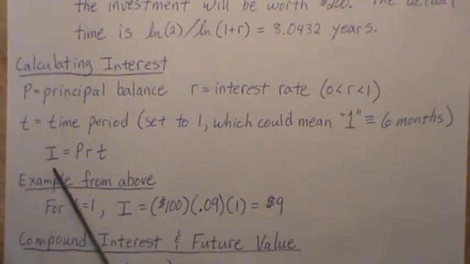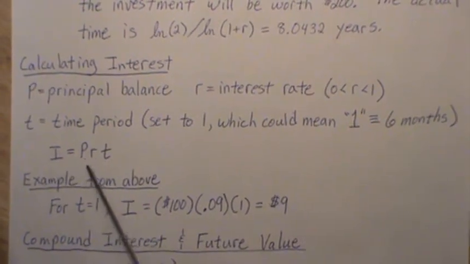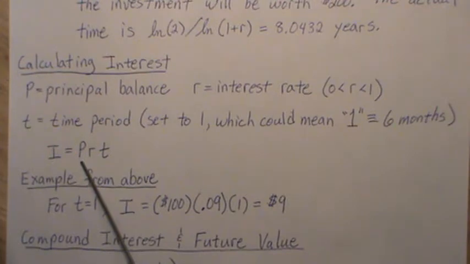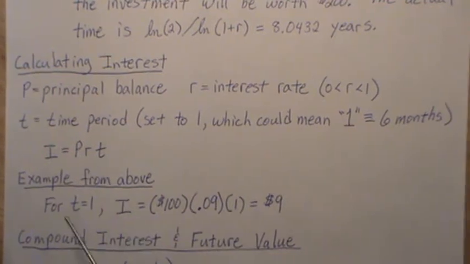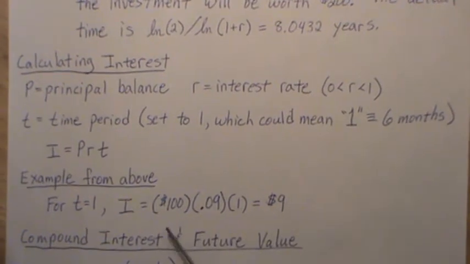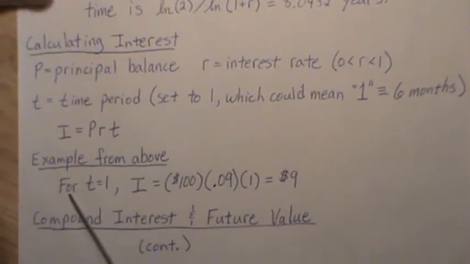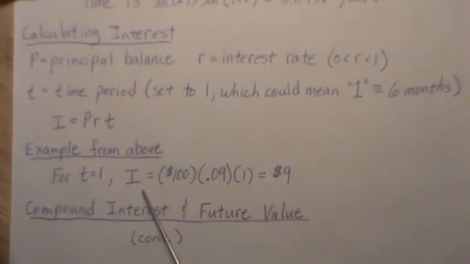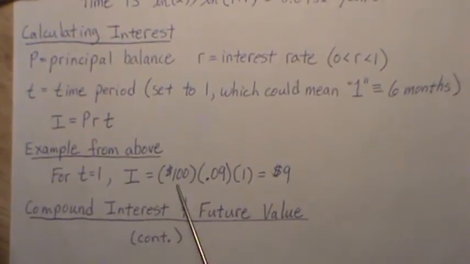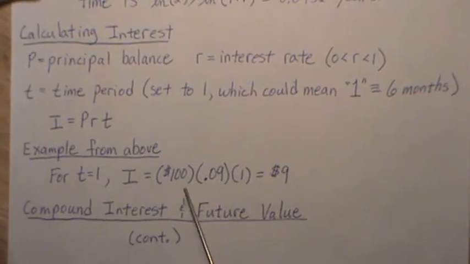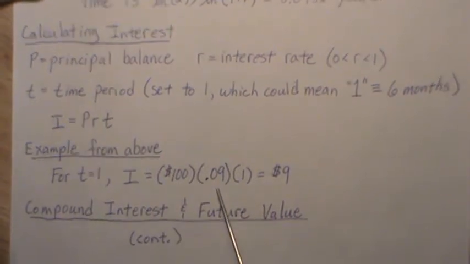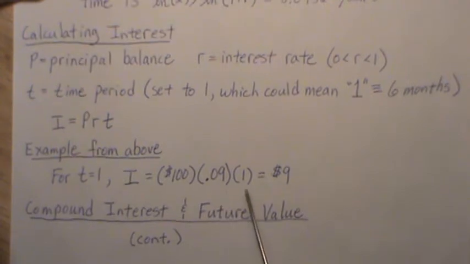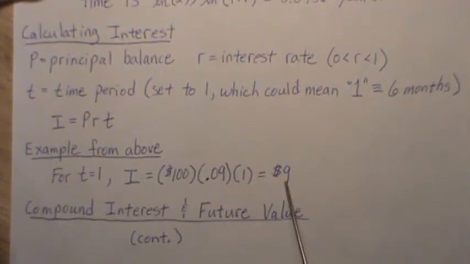So the formula is I equals PRT: the principal balance, the interest rate, and the time that it compounds. So for example, for T equals 1, from the example above, we've invested $100 at a 9% interest rate, so it's 0.09, in one time period, so we've made $9 over that year.